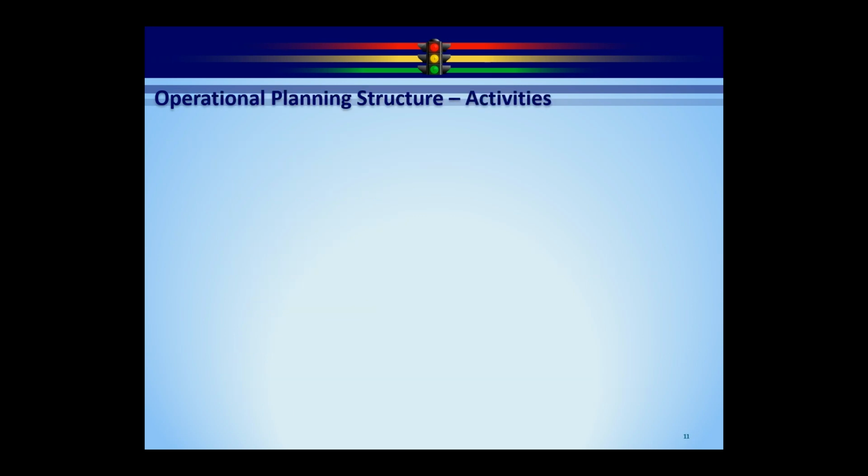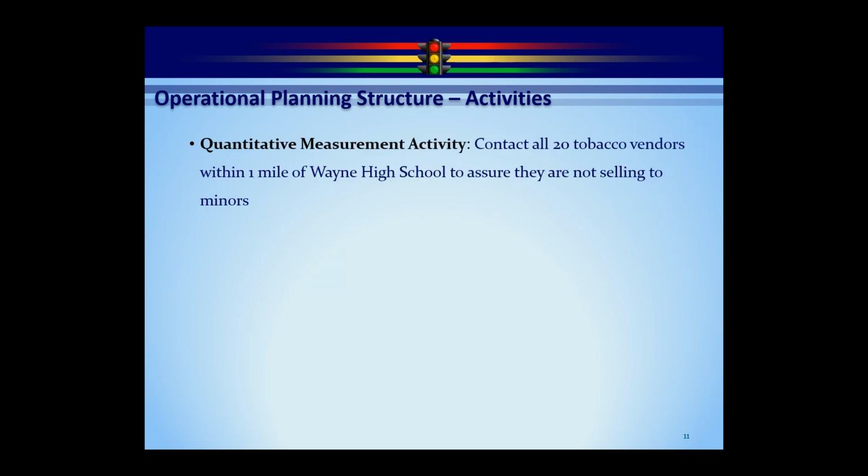The third type of activity and the second most used type of activity is what we call a QM, or quantitative measurement activity. In this case, contact all 20 tobacco vendors within 1 mile of Wayne High School to ensure they're not selling to minors. So in this case, the QM activity is very, very similar to the project-based activity, with the exception that we now have a target number in there. So our target number in this case is 20. So what I can do is say, if we did 10 of the 20 contacts in here, it can calculate for me. It's pretty smart that way. It can say 10 divided by 20, that's 50%. Hey, we're in good shape here. So that's the difference, is the QM activity calculates the output for you here.